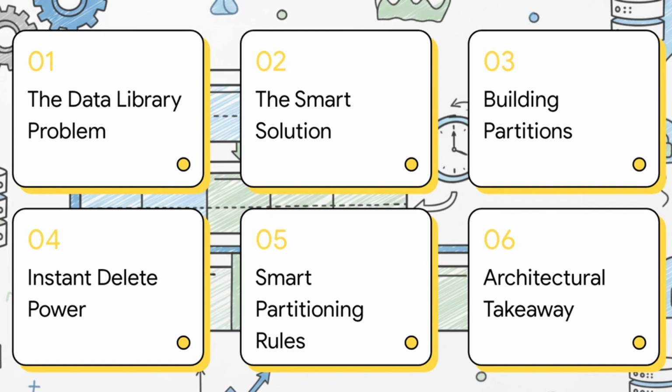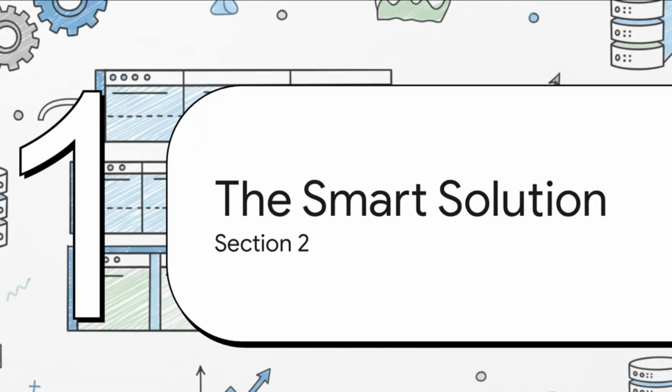So here's our game plan for this explainer. We'll start with that data library problem we just talked about. Then we'll introduce partitioning as the smart fix, walk through how to actually build it, and then unveil its incredible superpower. After that, we'll cover the rules for using it wisely and wrap up with a big architectural takeaway you need to remember. Okay, we've set the stage with the chaos of that giant data library. So what's the control? Let's get right into the smart solution, partitioning.